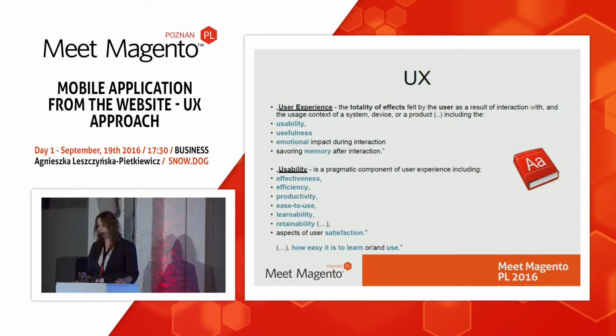Then we have usability. This is not the same. As you see above, usability is part of user experience, and it's a component which includes effectiveness, efficiency, productivity, ease of use, learnability, retainability, and satisfaction of the user. Basically, it's how easy it is to learn or use something. This is usability, so I hope you got it. So we can go next.